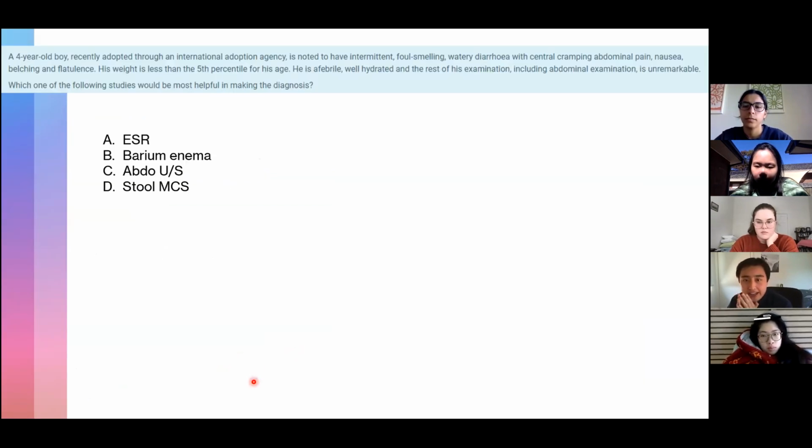So now for our next condition, have a look at this stem and let me know what you guys think.